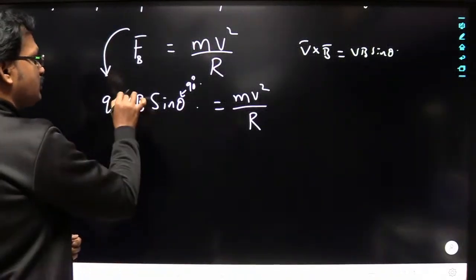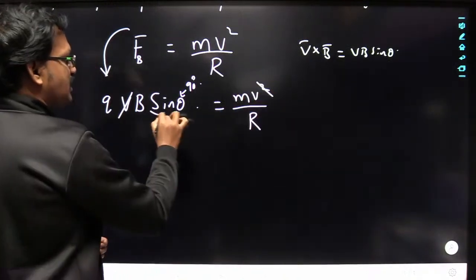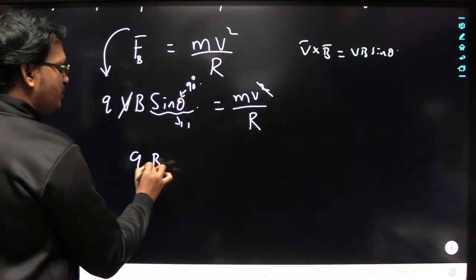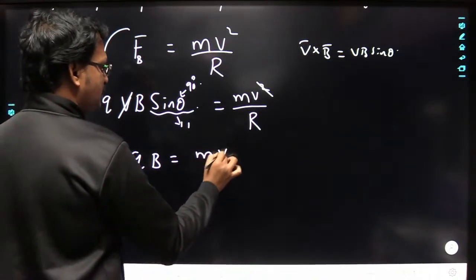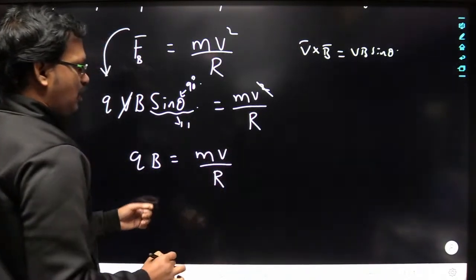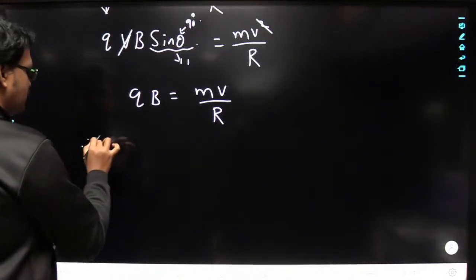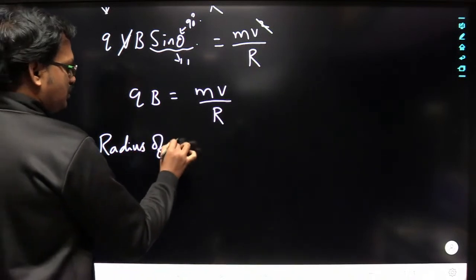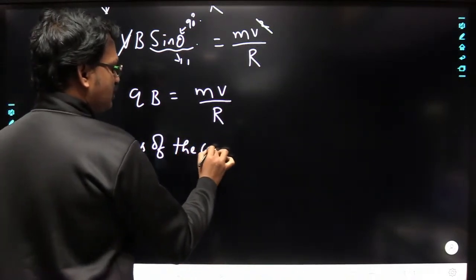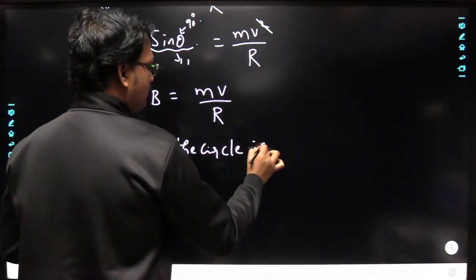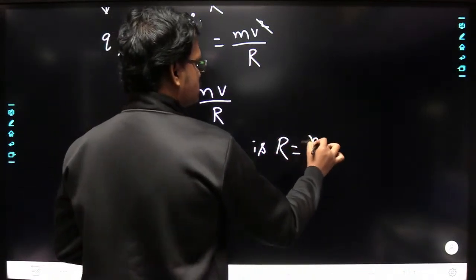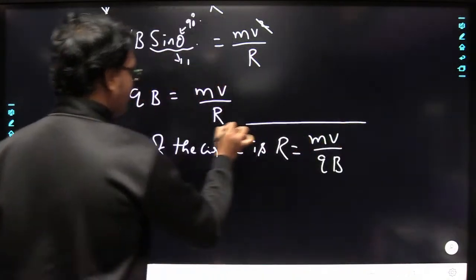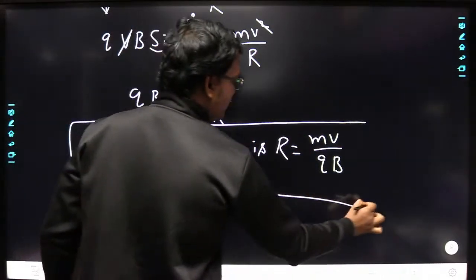Okay. So now here V will get cancelled. Sine 90 will become 1. So what you are going to get? QB is equal to mv by r. Therefore the radius of the circle is R equal to mv by qb. So this is the radius of the circle.